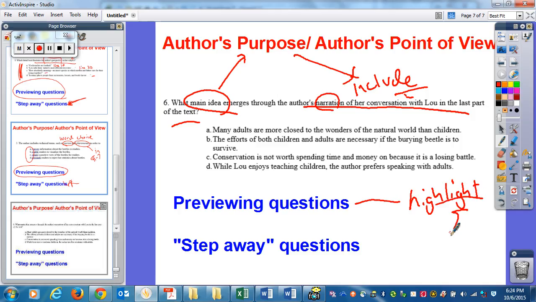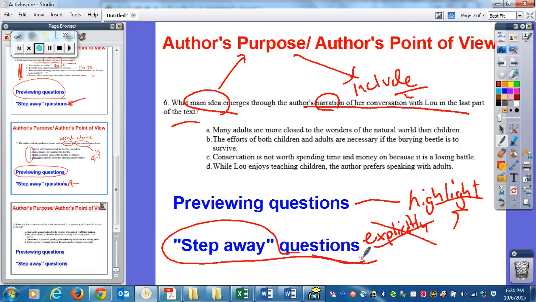The other thing is that the author's not going to explicitly give this answer. What you've got to do is actually read that section and then step away from it and go, okay, why did the author include that little section there? What was their overall purpose in this?